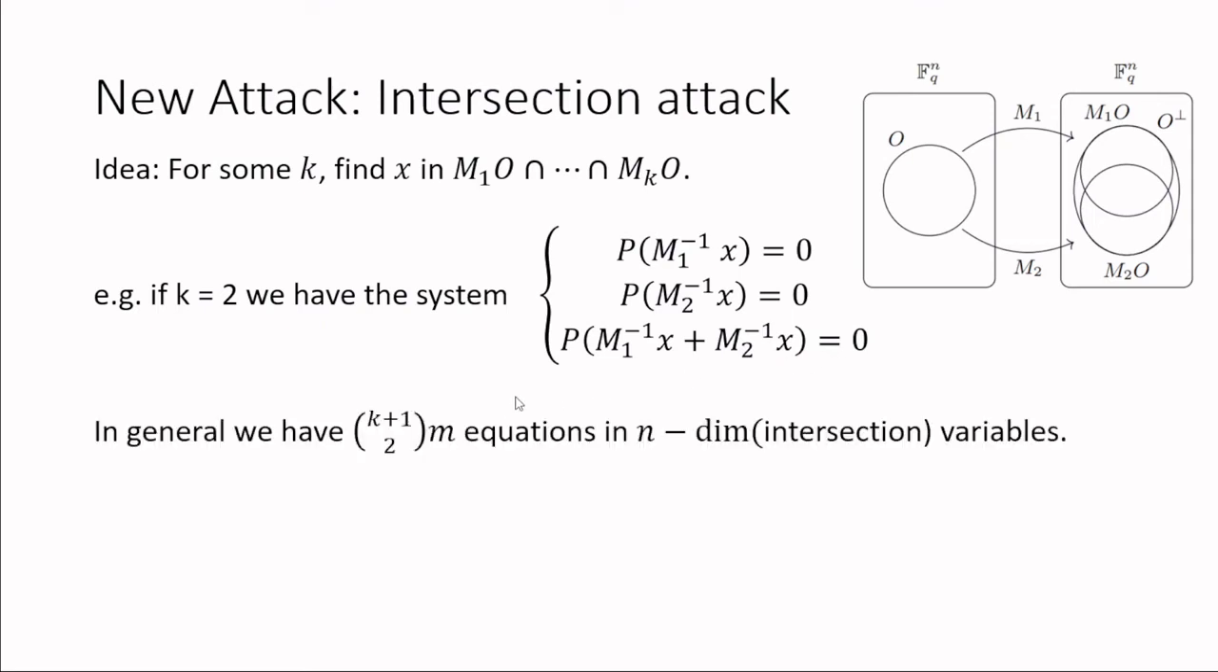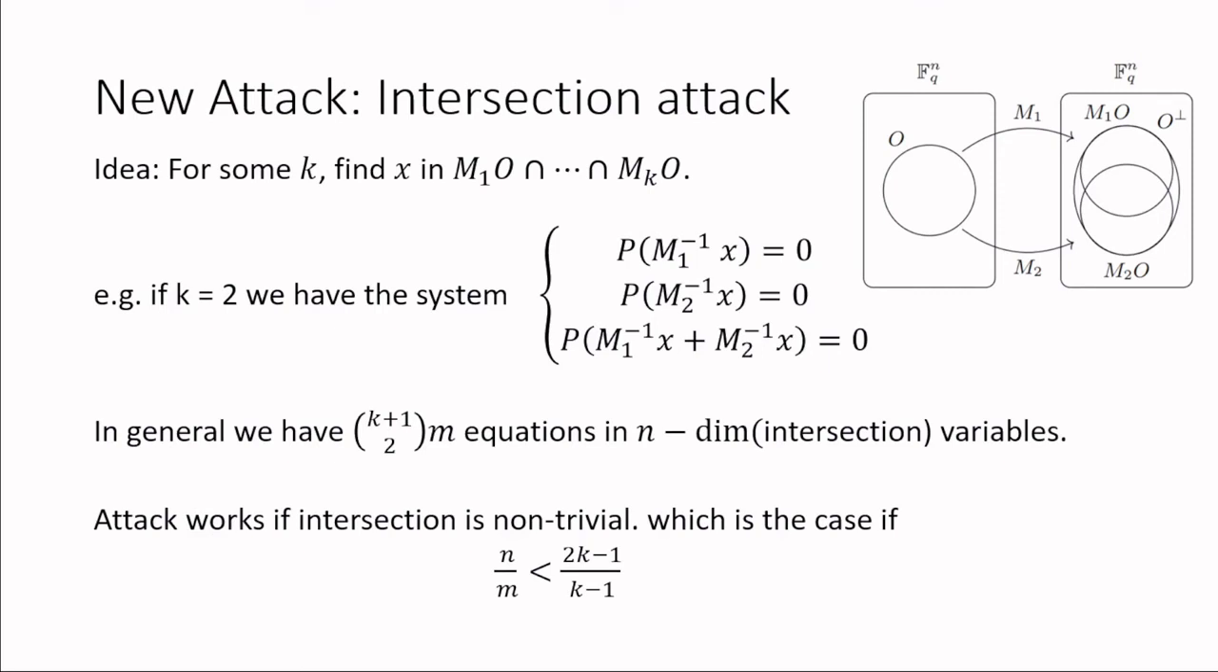And in general, for k, we will have k plus 1 choose 2 times m equations, right? Because every P gives you m equations over your field. And the number of variables, you would think it's n, because x lives in F_q to the n. But actually, if you know this intersection has dimension d, then you can just add d random linear equations to eliminate some variables, and you know that with high probability you will still have a solution, right? So you can use this to reduce the number of variables, which makes the attack more efficient.